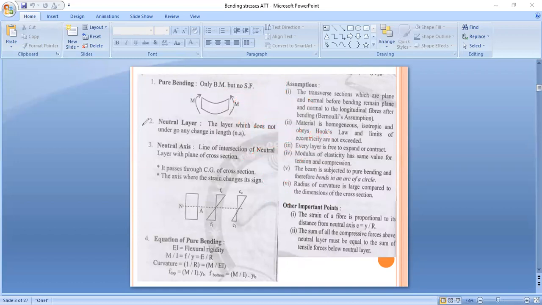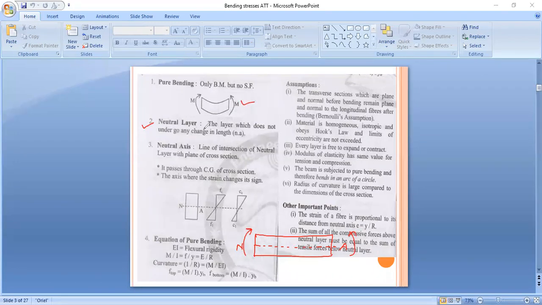After that, next, second point: neutral layer, or neutral axis. For that also I will draw a figure here and then explain the concept. Suppose this is our simply supported beam. In that, suppose this is our axis, this is our neutral axis. This is our bending. In this figure, bending has occurred.